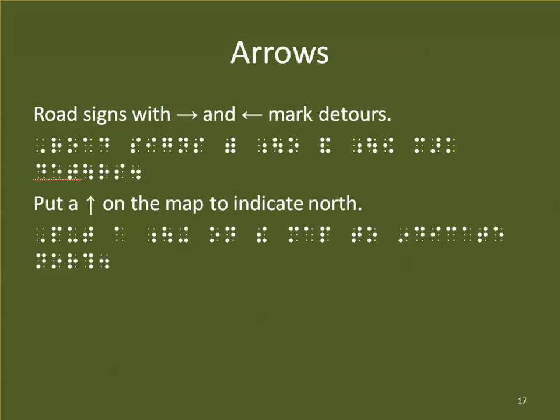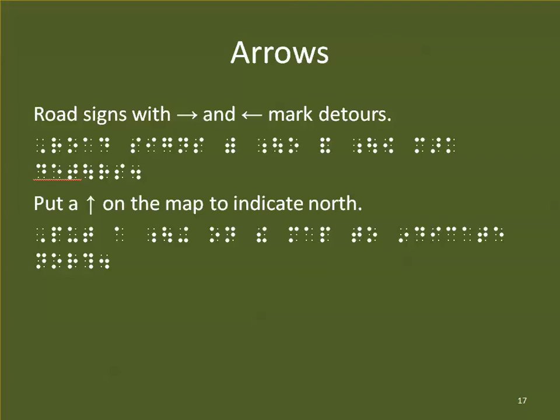A couple of examples. Road signs with an actual right pointing arrow and an actual left pointing arrow mark detours. So we would use this in context. We have a grade 1 indicator to prevent that arrow mode indicator from being read as a contraction. So we have grade 1 mode indicator, arrow mode indicator, and then the right pointing arrow mode indicator there. And the same thing with the left arrow. We have the grade 1 mode indicator, arrow mode indicator, and then the indicator that marks a left pointing arrow.